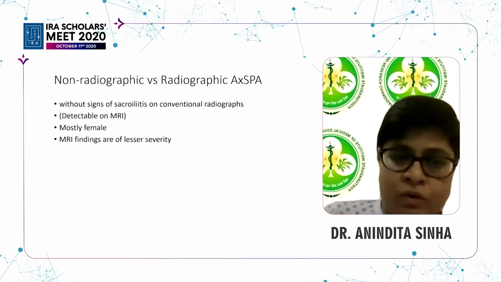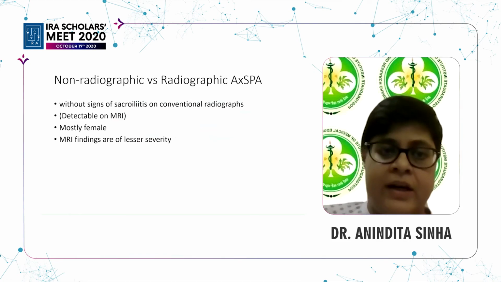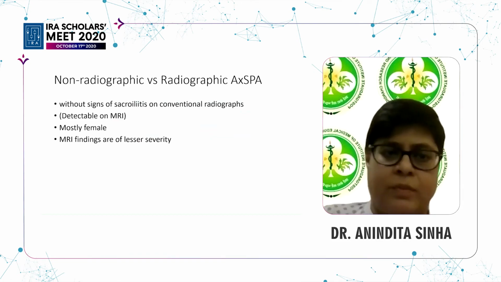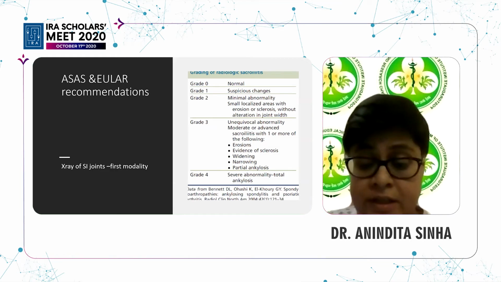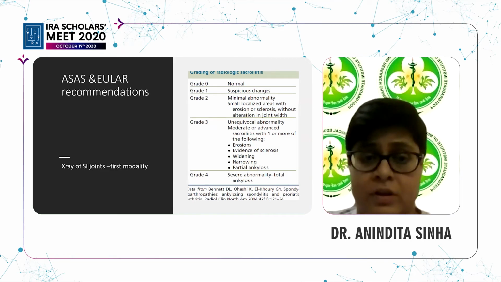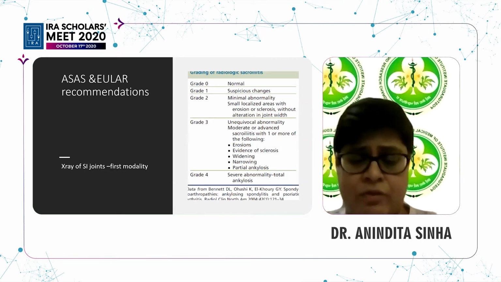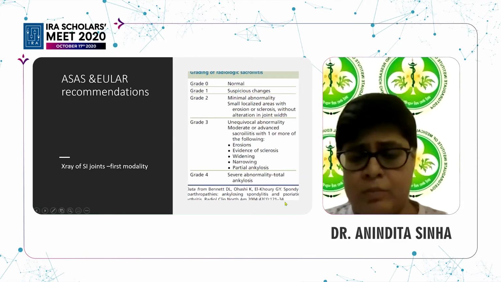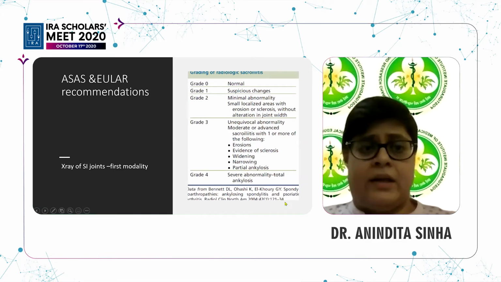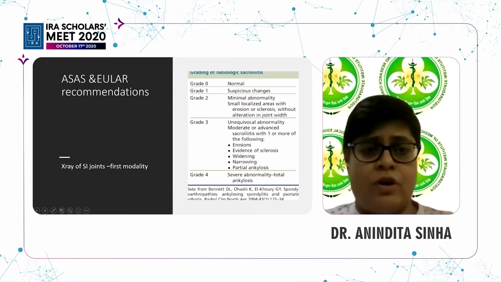So now coming to spondyloarthropathy, we have non-radiographic versus radiographic axial spondyloarthropathy, where MRI findings are of lesser severity. I don't know whether they have a very significant clinical difference, but generally in the literature it is said that there is not much of significance except for some gender prevalence. And there are recommendations for X-rays.